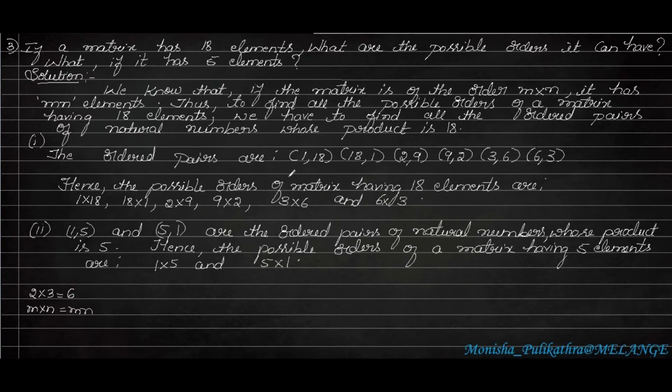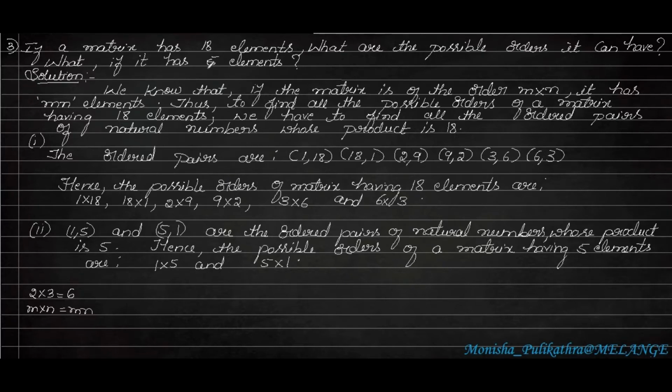Hence, all the possible orders of a matrix having 18 elements are, you just write in the form of order, that is 1 into 18, 18 into 1, 2 into 9, 9 into 2, 3 into 6 and 6 into 3. Okay, these are the ordered pairs which by multiplication give the number of elements as 18.